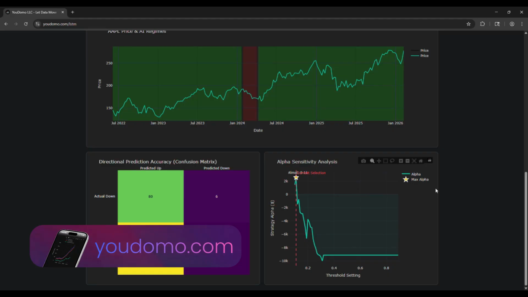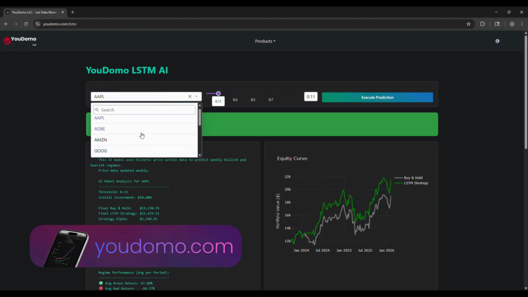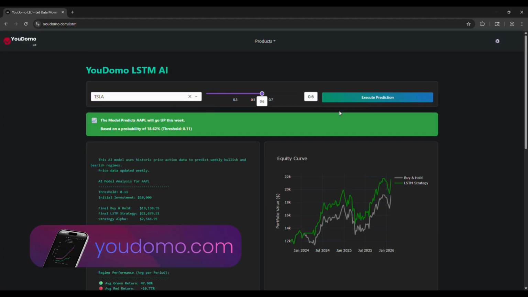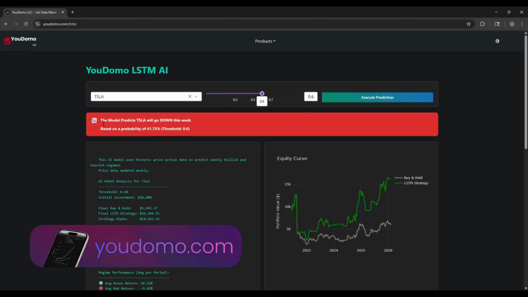So we can run this model against other stocks as well. So check out Tesla. I'm going to execute the prediction, and the model predicts Tesla will go down this week with a propensity score of 41% this week, and our threshold is 0.6. So the model has to return something greater than 0.6 for us to be bullish on Tesla.